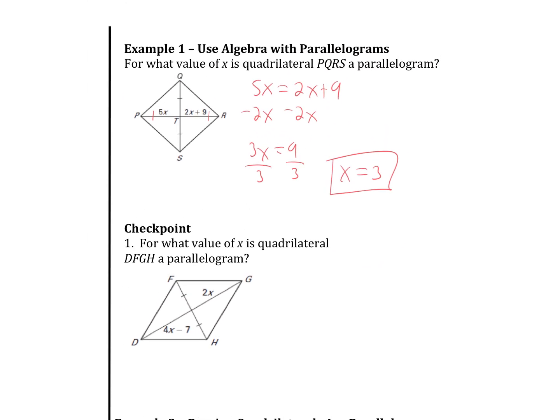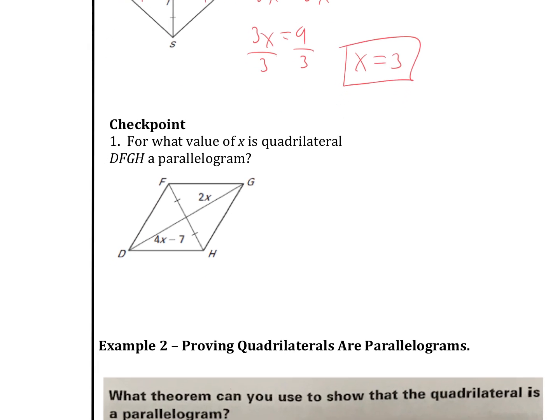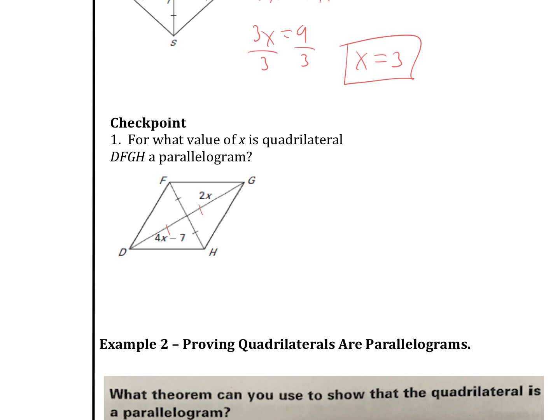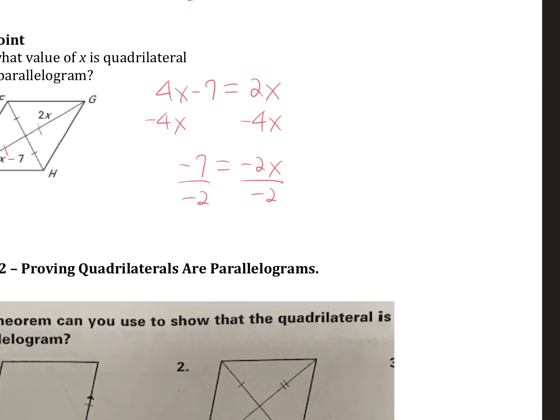We have a checkpoint. Diagonals bisect, so these should be congruent: 4x minus 7 equals 2x. We're going to solve. Oh, and there should be a weird result for this. I should have mentioned that. If you got something weird, don't panic. It is a weird answer. So we get negative 7 equals negative 2x. Divide by negative 2. Does 7 divide by 2 evenly? It doesn't. So we get x equals, 2 negatives make a positive, 7 over 2. And there we go.